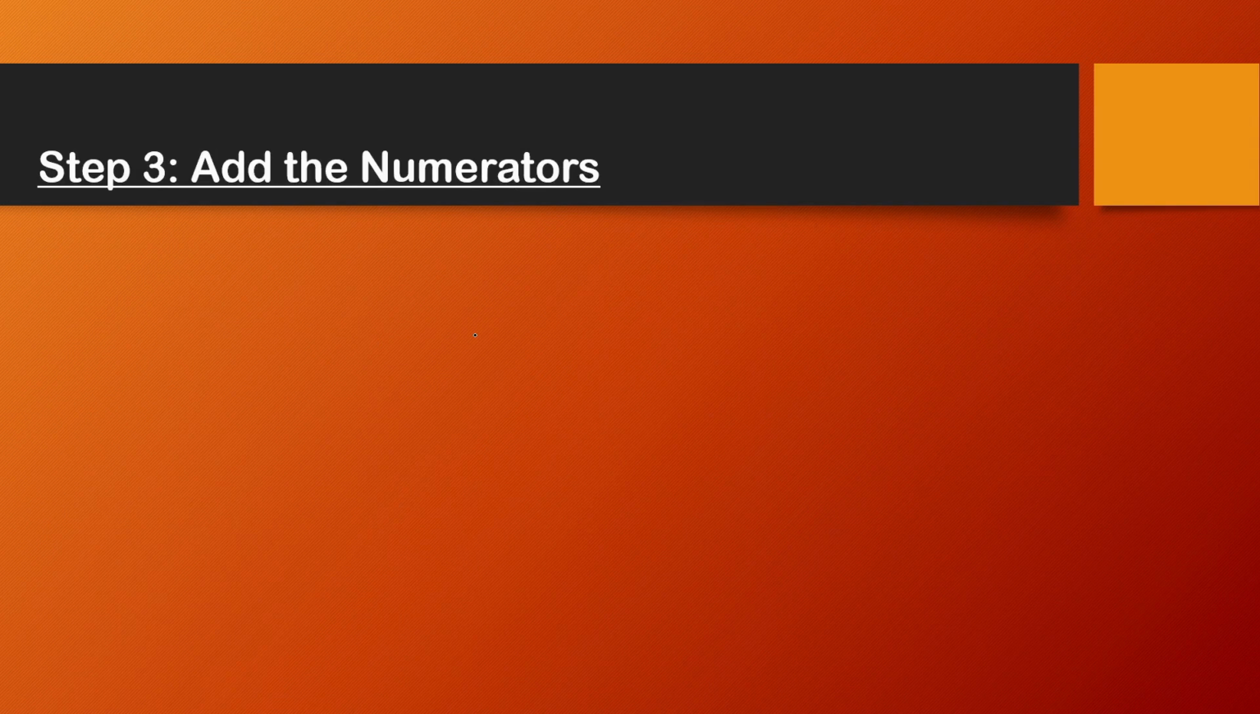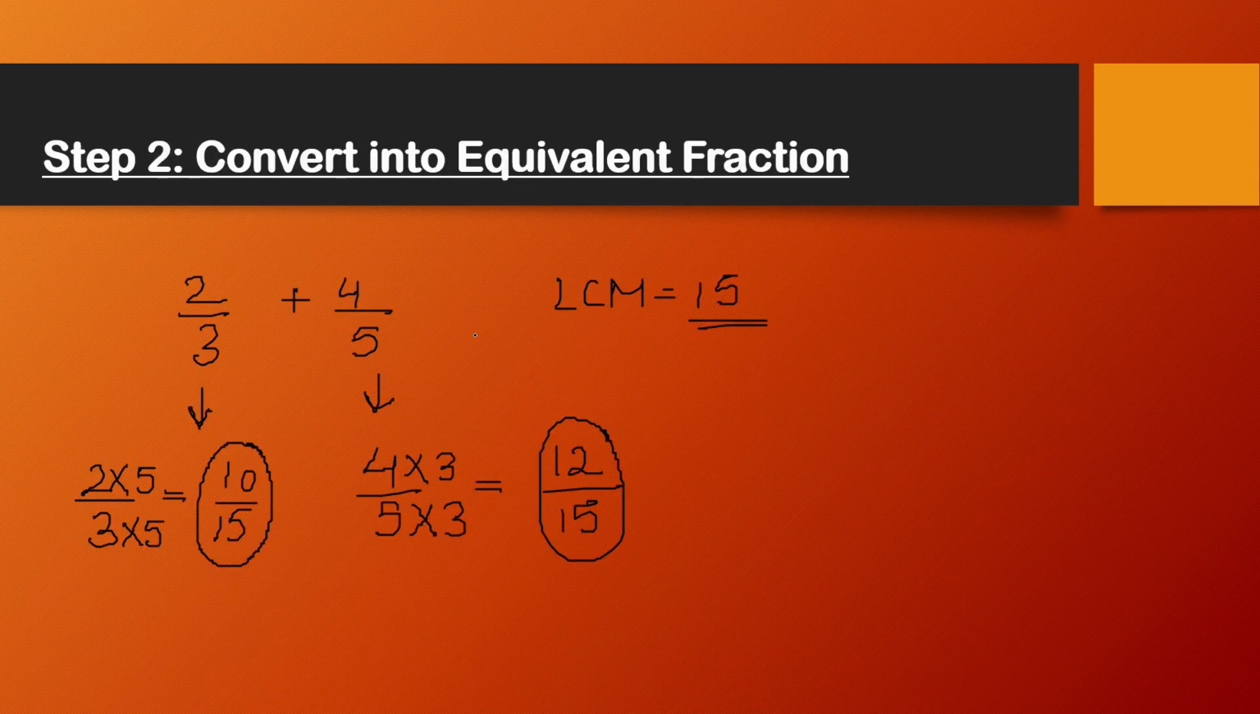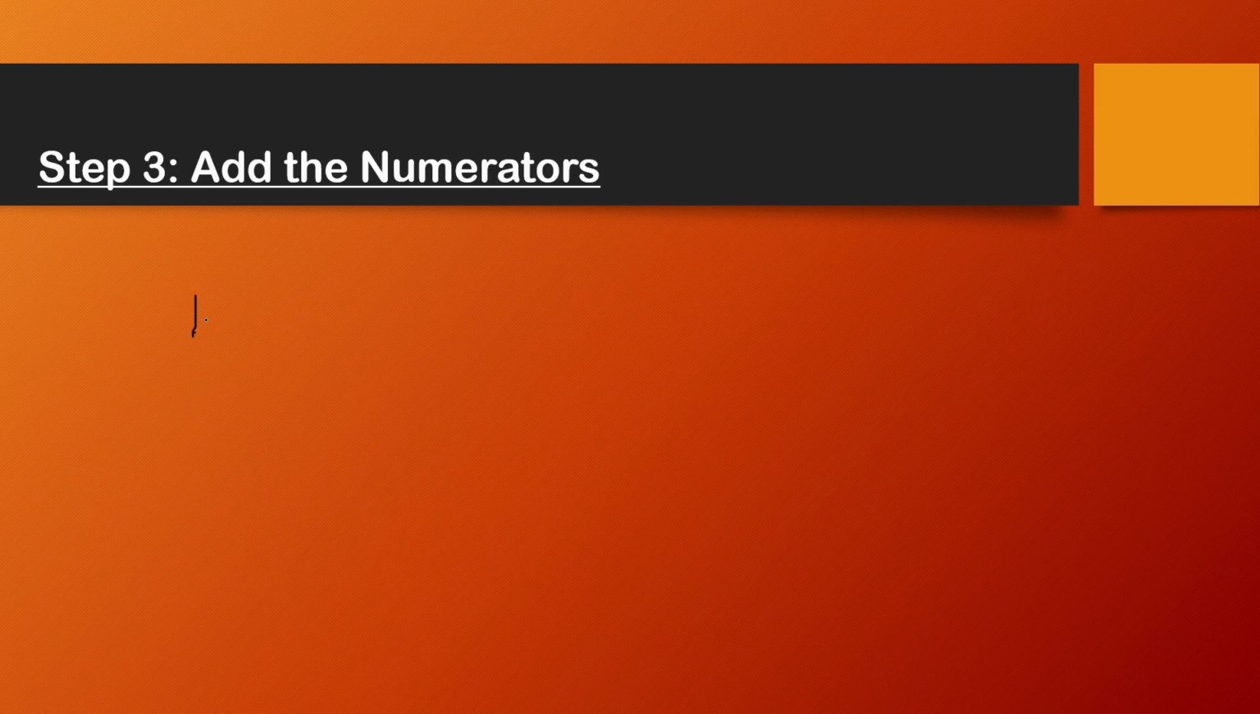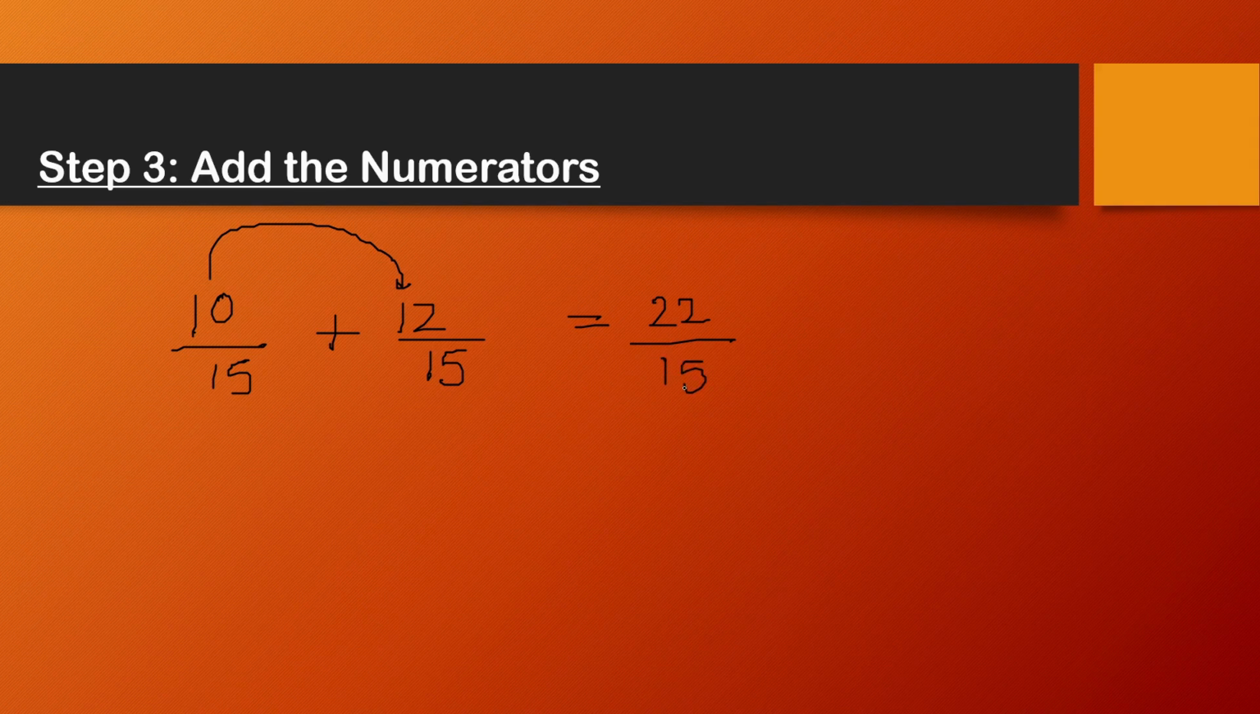Step 3. Add the numerators. So the fractions that we got were 10 by 15 and 12 by 15. 10 by 15 plus 12 by 15. Since both of them have the same denominators now, as we have already studied before, whenever the denominators are the same, we just need to add our numerators. So 10 plus 12 is equal to 22. So the answer would be 22 by 15.